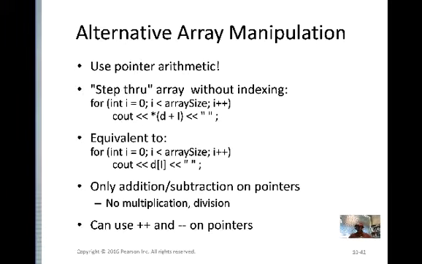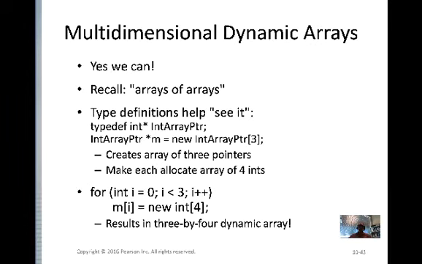There is no multiplication, division, or modulo that's allowed on it. You can add and you can subtract. You can even use the increment and decrement operators like below, plus plus. But remember, it adds enough bytes to get you to the next location. So let's say an integer, it would have to add 4 to it. So if you say integer pointer plus 1, it's going to add 4 to that address to get you to the next integer. Okay. Multi-dimensional arrays are kind of interesting.